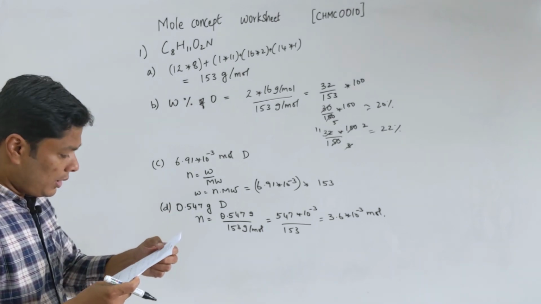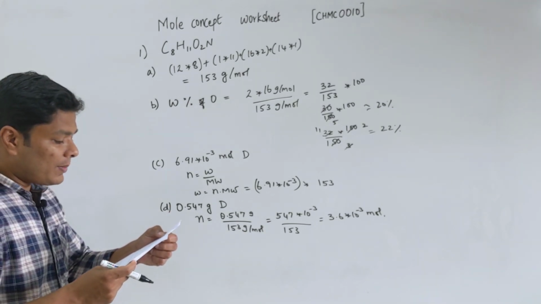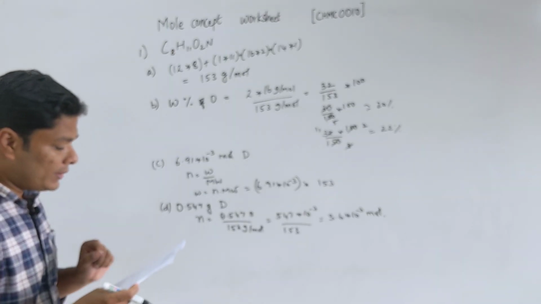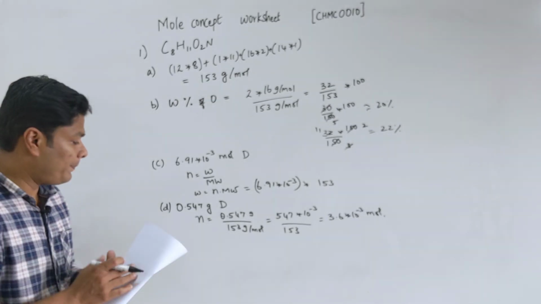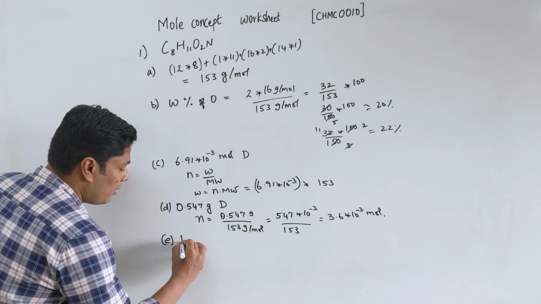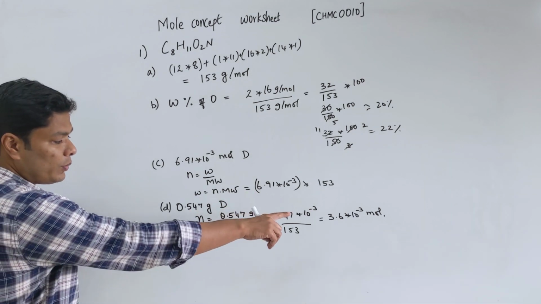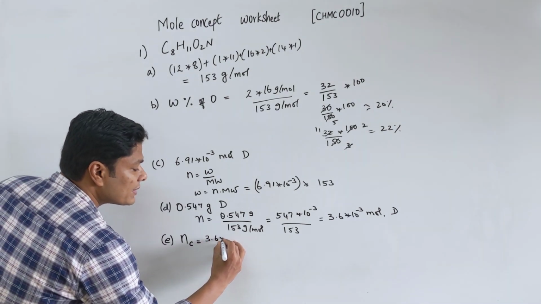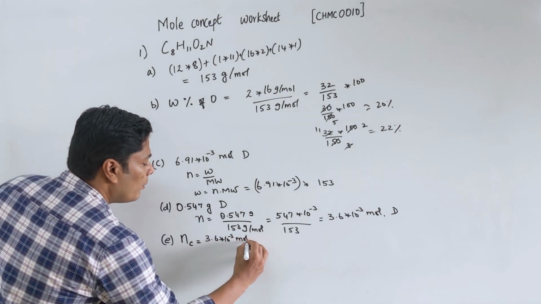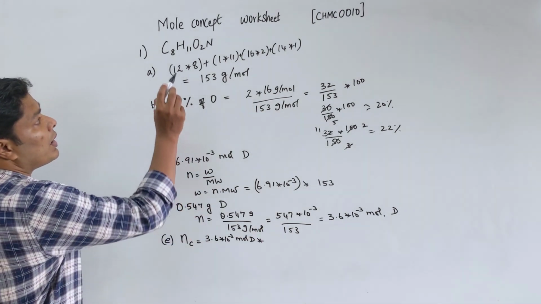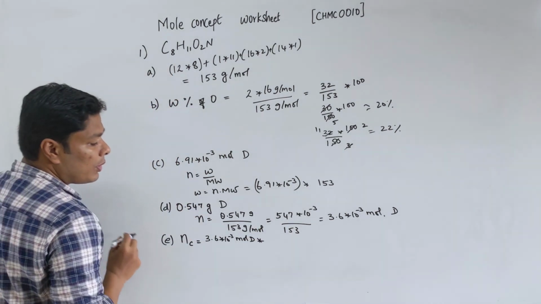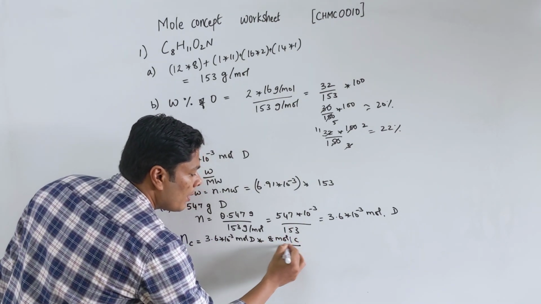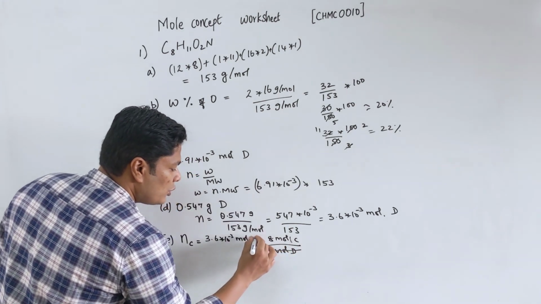Alright, we are at number E. How many moles of carbon are in a sample of dopamine of mass 0.547? Now look at this. How many moles of carbon are there? Moles carbon equals, now what I know is this is moles of dopamine. So I have 3.6 times 10 to the minus third moles dopamine times, now when you see here, 1 mole dopamine has 8 mole carbon. So I have 8 mole carbon per mole of dopamine. Moles dopamine goes away.